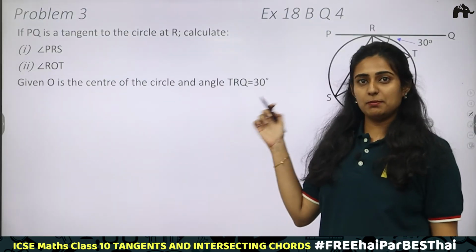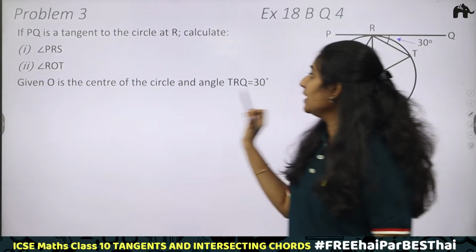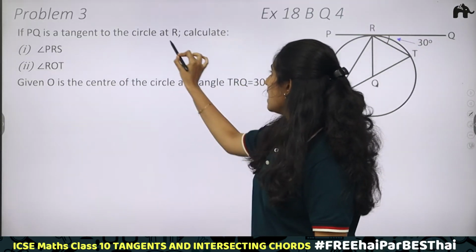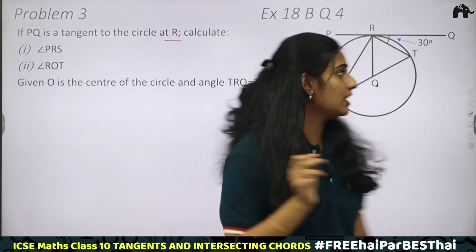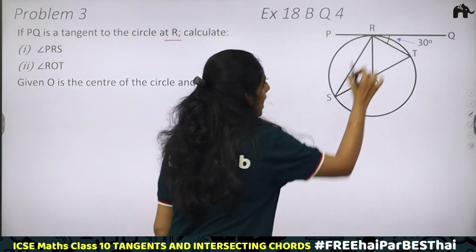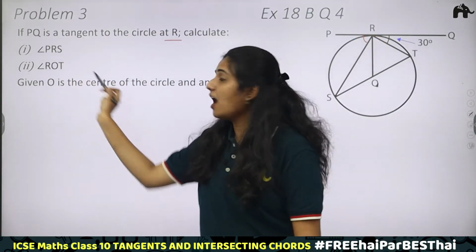Clear? Problem number 3. Question 4 of exercise 18B. If PQ is a tangent to the circle at R, calculate PRS, angle PRS. Where do we have PRS? This is the figure, and this angle is angle PRS. Also, we need to find angle ROT.